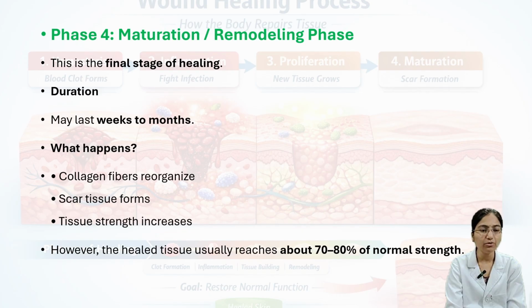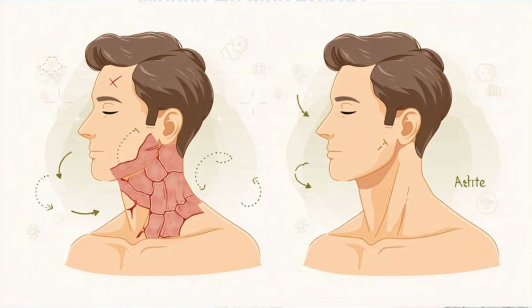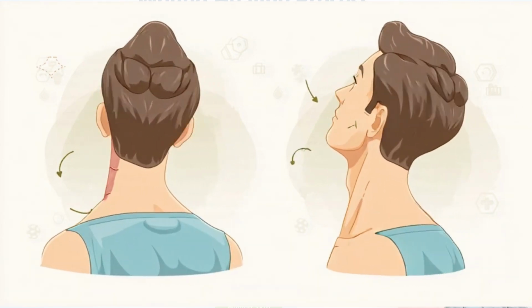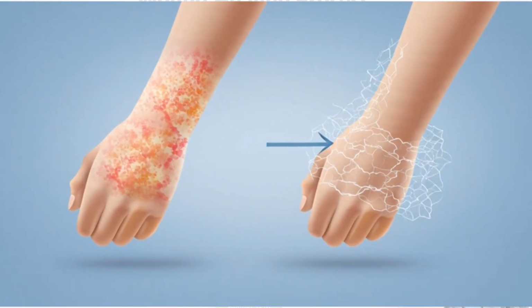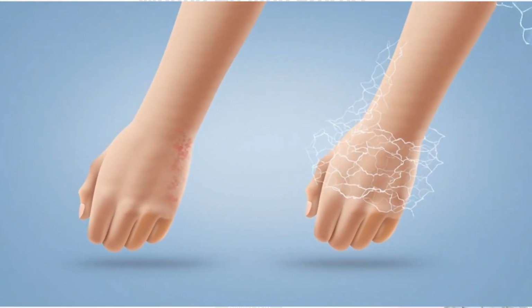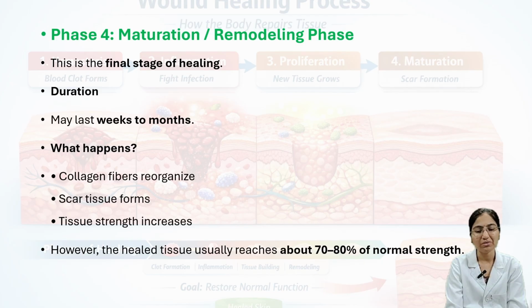Next we'll see the fourth phase, that is the maturation or remodeling phase. This is the final stage of healing, and the duration of this phase may last weeks to months. We'll see what happens here. Collagen fibers reorganize, and then scar tissue forms, and tissue strength increases. However, the healed tissue usually reaches about 70 to 80% of normal strength.